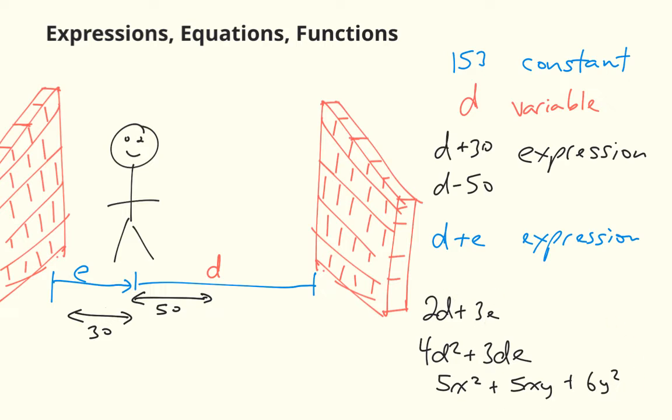This one's made of 2 terms, this one's made of 2 terms, this one's made of 3 terms. And these terms can have variables in them, right? They can have coefficients in them. I could even write an expression that included a constant, right? D plus 30. This has 2 terms, right? D is a term, a very simple term. 30 is a very simple term. In fact, it's a term called a constant.